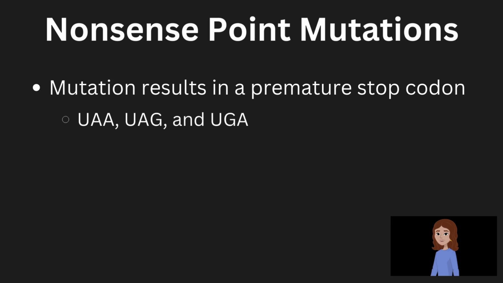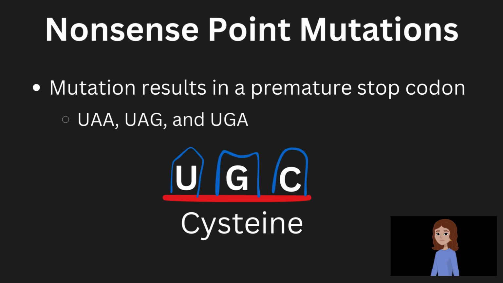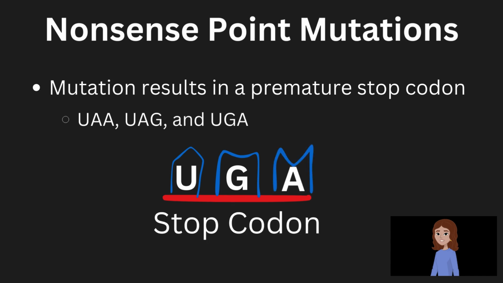mutation. Let's say that there is a cysteine, UGC, in the middle of a codon sequence, and this gets mutated to become a stop codon, UGA. This would mean that any codons down the line from this one would not end up coding for amino acids, resulting in a smaller protein that likely doesn't do what it's supposed to do.